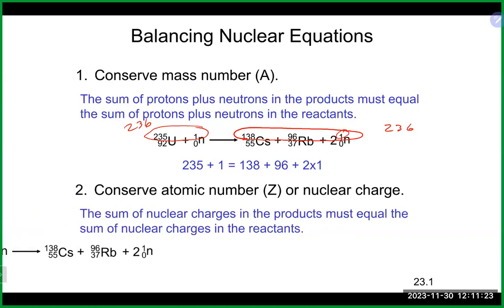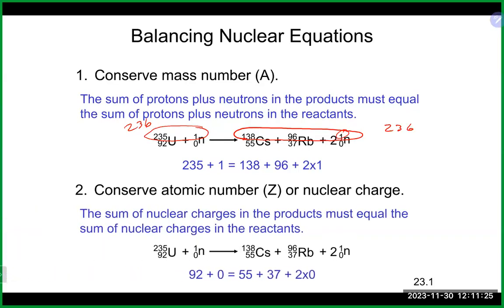The second thing that you have to do is make sure that the atomic numbers on the left-hand side, which is 92 in this case, add up to the atomic numbers on the right-hand side of the arrow. So that is how we go about balancing a nuclear equation: make sure that both the mass numbers on the left and right-hand side of the arrow are equal to each other, and the atomic numbers on the left-hand side and the right-hand side are equal to each other.